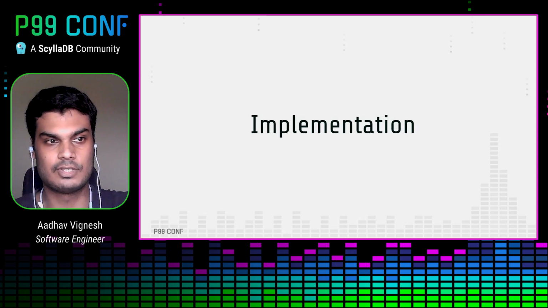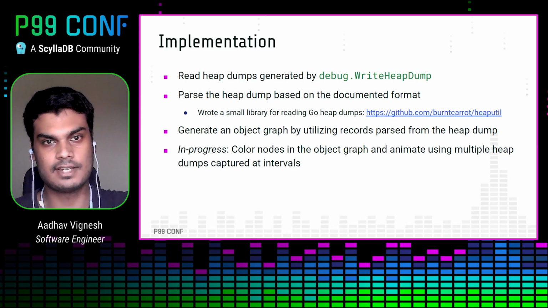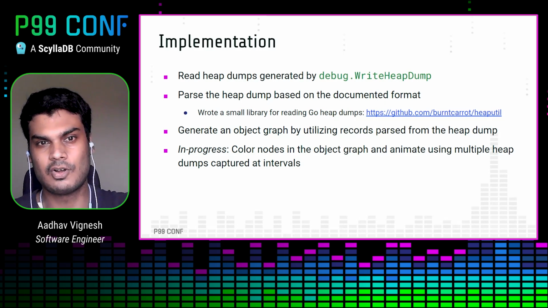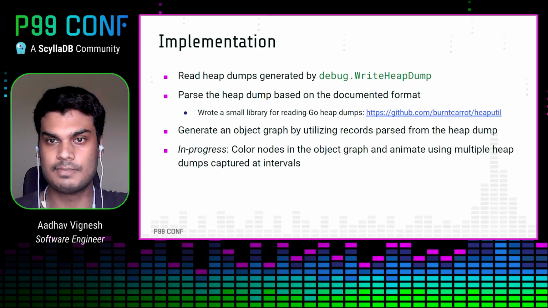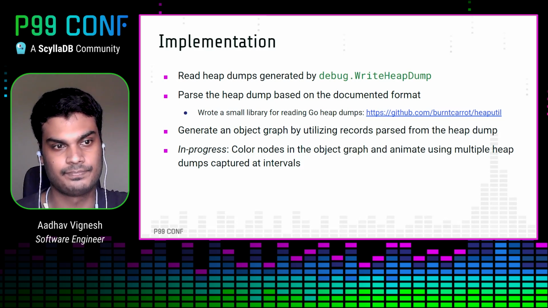But coming back to the implementation, the idea was pretty simple. You just get a heap dump, parse it based on the documented format in the Go wiki page, and use that information to generate an object graph. And I wanted to work on a minimal algorithm that tries to utilize multiple heap dumps and identify transitions and apply the trajectory abstraction based on it.